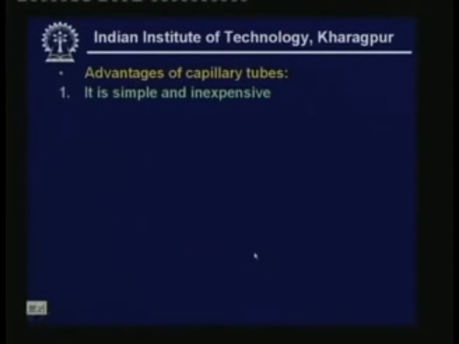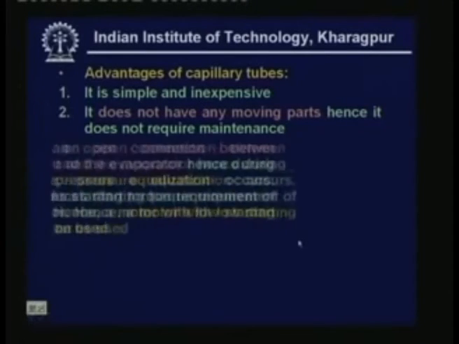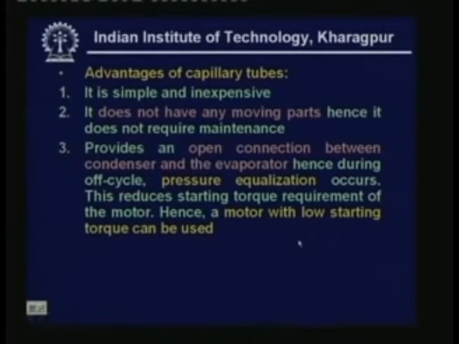Now let me quickly summarize the advantages of capillary tubes. It is simple and inexpensive. It does not have any moving parts, hence it does not require maintenance. It provides an open connection between the condenser and the evaporator, hence during the off cycle pressure equalization occurs. This reduces the starting torque requirement of the motor, hence a motor with low starting torque can be used. This is one of the biggest advantages of the capillary tube.